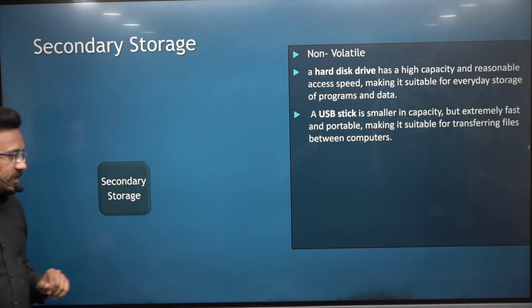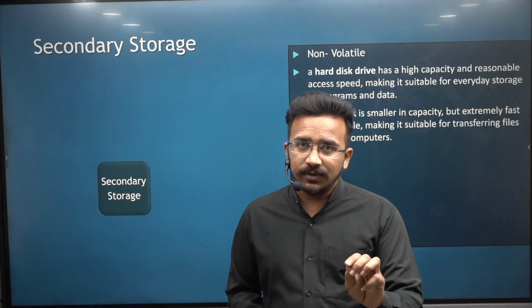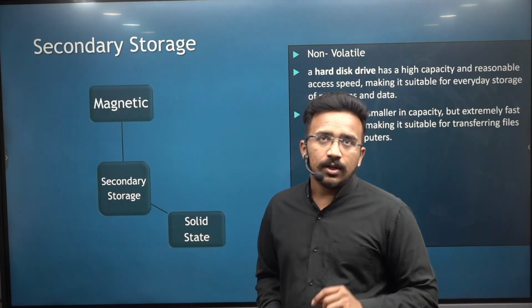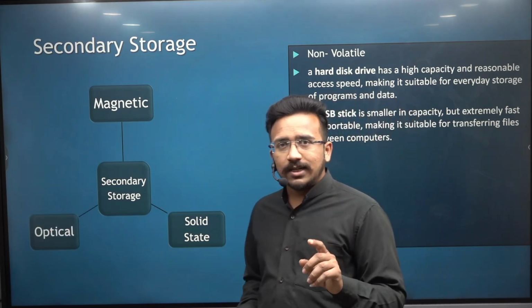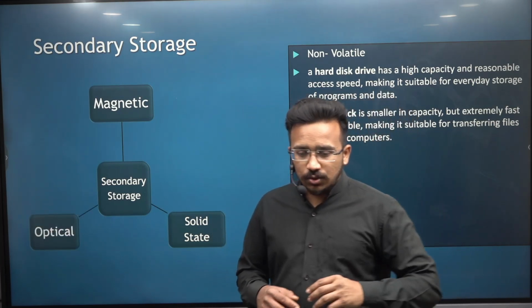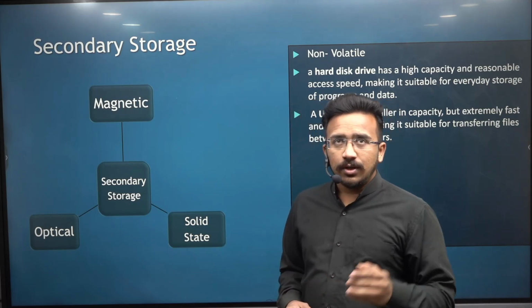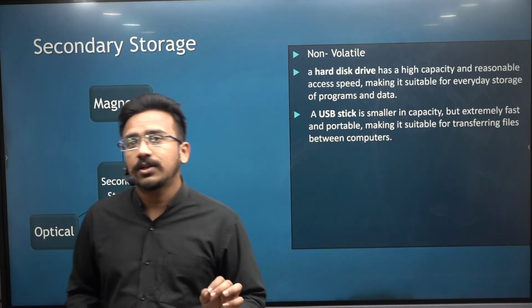Secondary storage. On the basis of their construction, which medium is used to store the data, we have three different kinds. First one, we call it magnetic storage. Second is solid state storage, and third one is optical. So depending on the medium where you are storing the information: magnetic, solid state, and optical. These are the three different types.